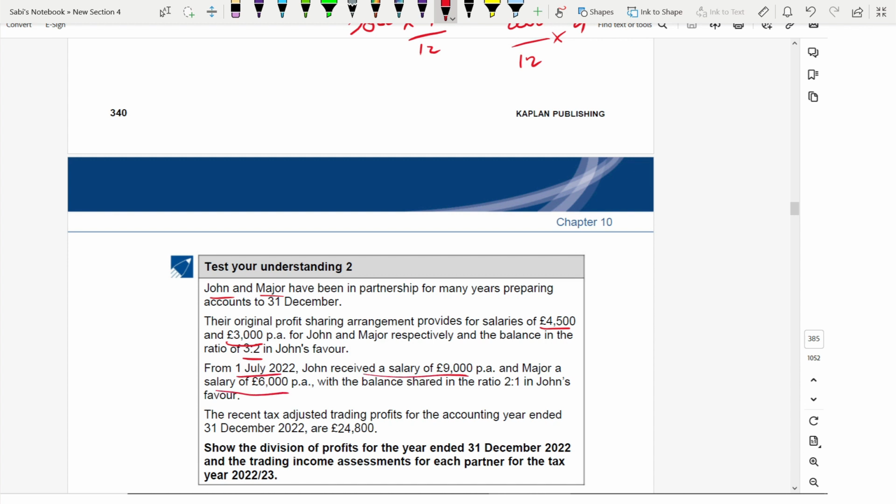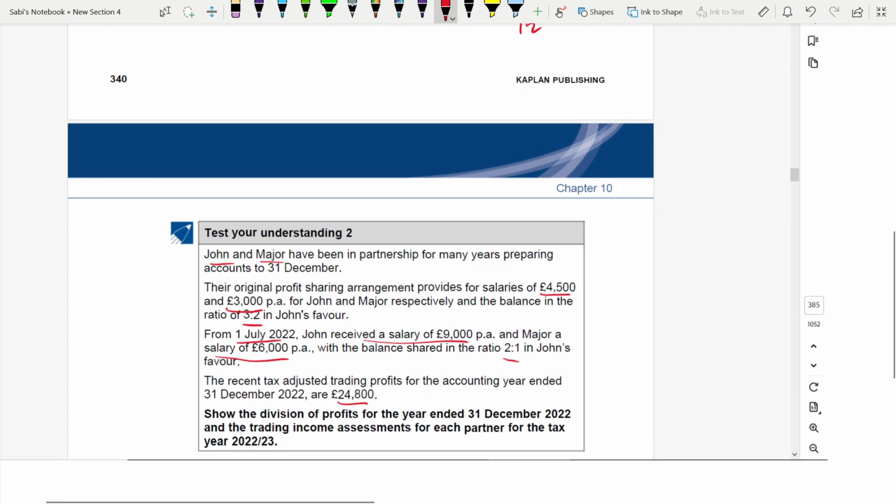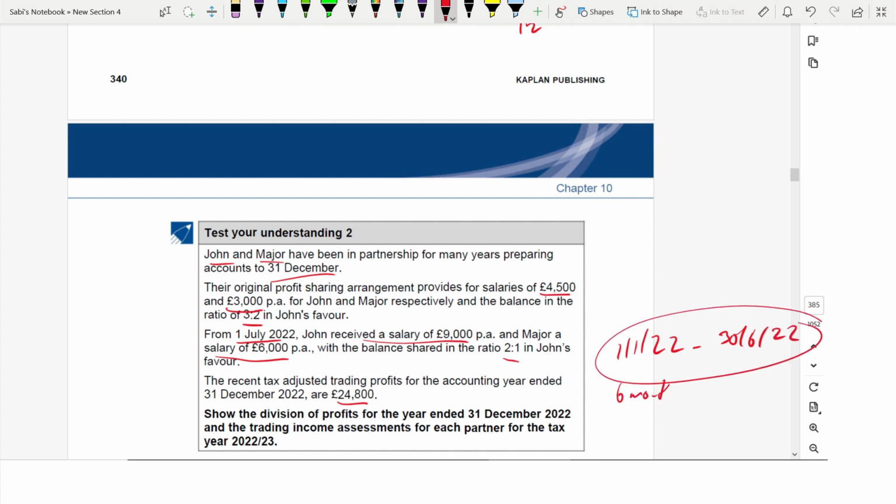Then from 1st July, he's receiving a salary of 9,000, and the other is receiving 6,000. Ratio is 2:1. Tax adjustment is 24,800. Everything is same, but the time, here it is 31st December. So from 1st of Jan 22 to 30th of June 22, 6 months. This time it is 6 months, 6 months: 6 months old profit sharing, 6 months new profit sharing. That is the only difference. Please try it on your own.